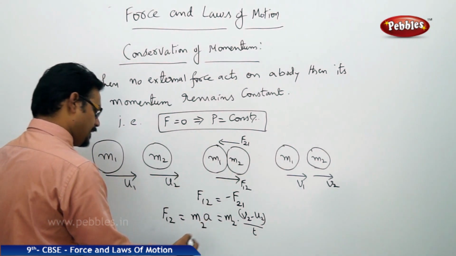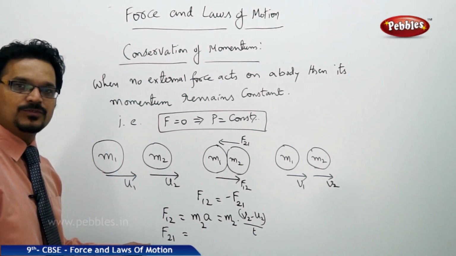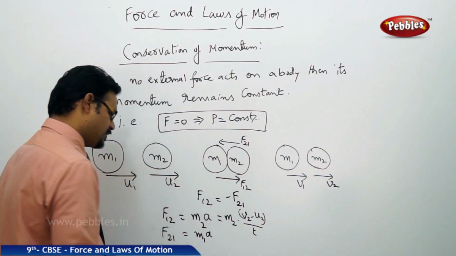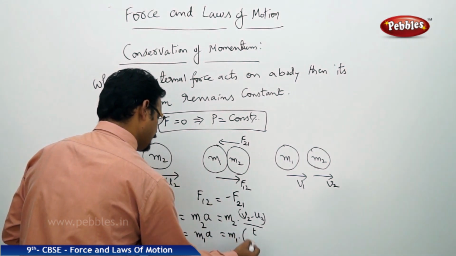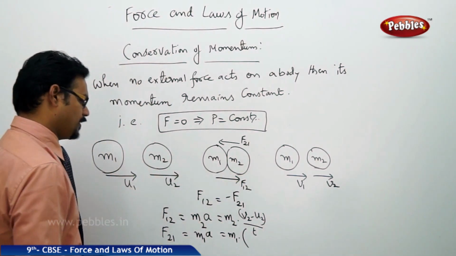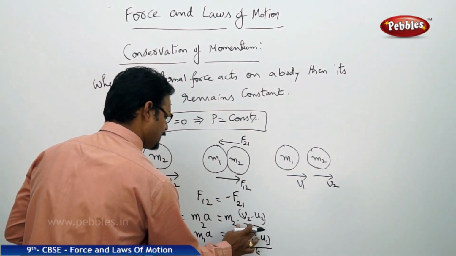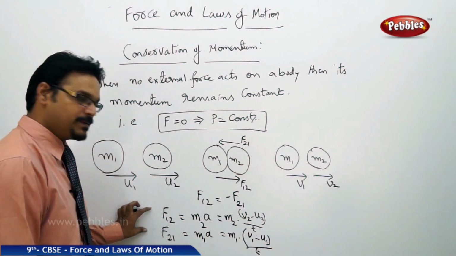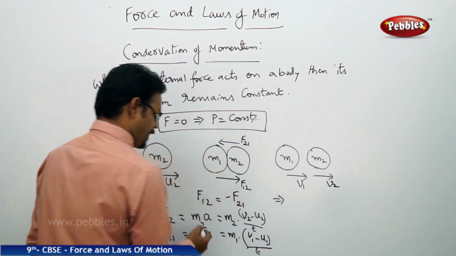Now let me write F21, force by mass m2 on m1. Same, mass into acceleration, but this is on body mass m1, so m1 into a. So m1 into m1's acceleration, which is v1 minus u1 divided by t. Okay, so these are two expressions. These two expressions are now substituted here.